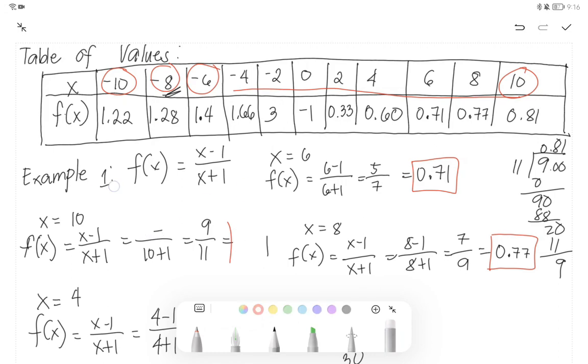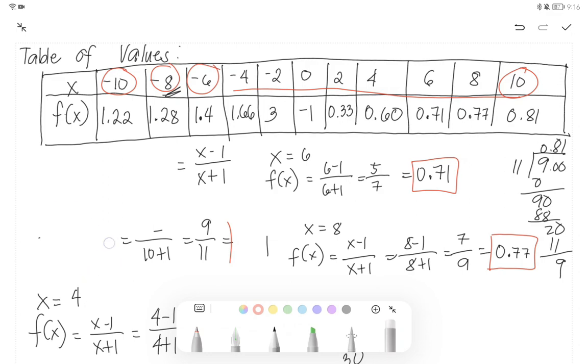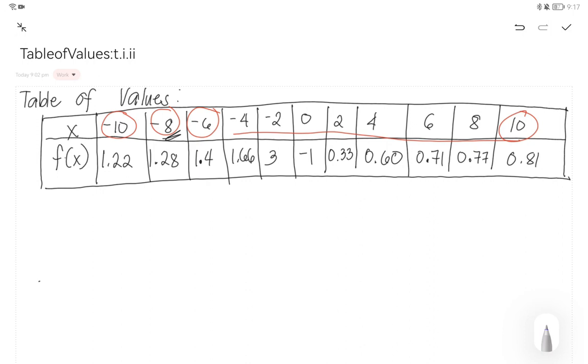Okay, now since we have completed the table of values, let us plot them in a Cartesian coordinate plane. Let us plot the pair of values for x and f of x. Don't forget that f of x is equivalent to y. And before we forget, let's label each pair by letters so you won't get confused when plotting in the Cartesian coordinate plane.